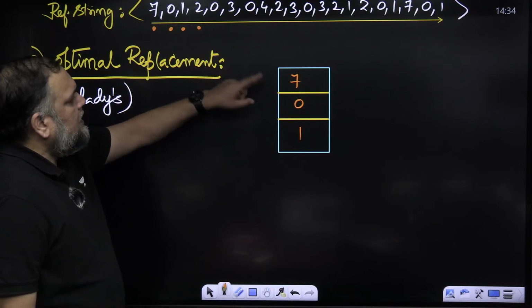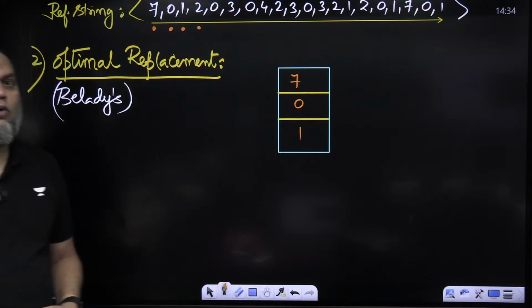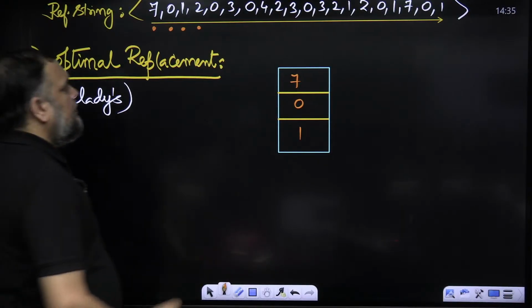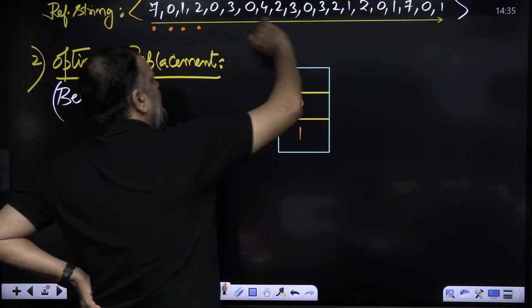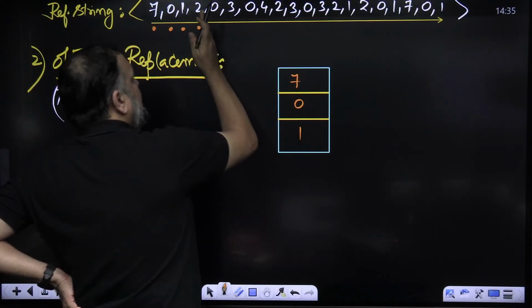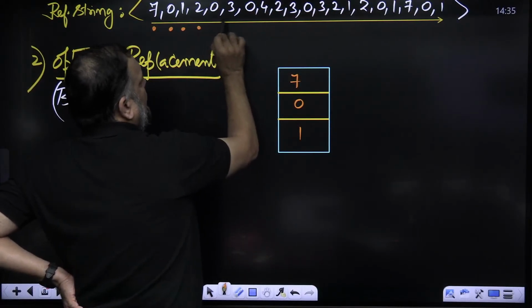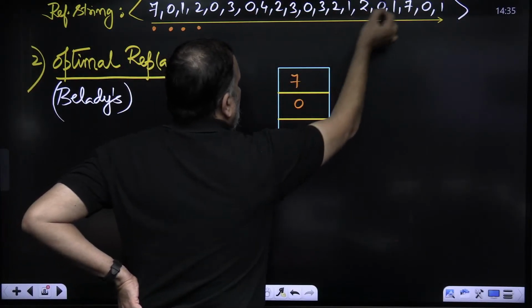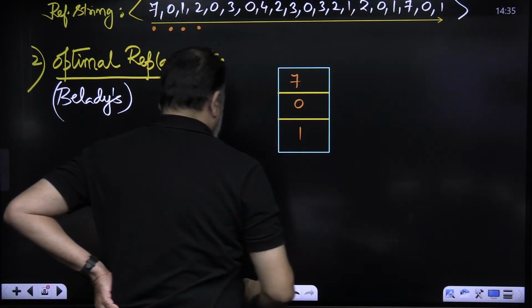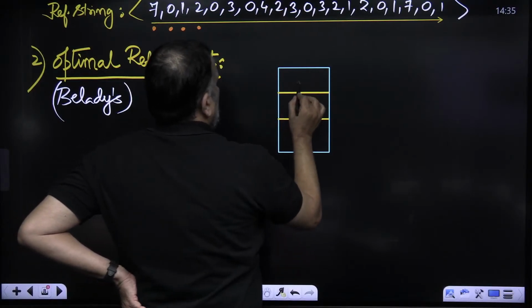So now we have to decide among 7, 0, 1 which one is going to be victimized. Which page should become the victim. So what we have to do is look at future references and decide which page among 7, 0, 1 comes at the end, last. So we are referring 0, keeping on scanning, 1. 7 is occurring at the end. So in place of 7, we are going to bring 2.